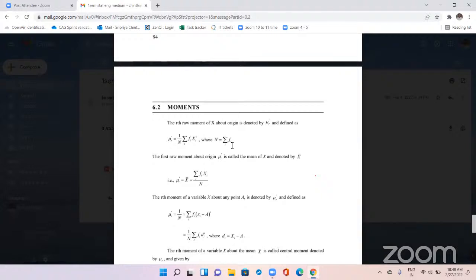implies the rth moment of variable x about origin. A is equal to 0 means about origin. It is denoted by mu r prime and is given by mu r prime equal to 1 by n sigma fi into xi to the power of r, where n is equal to sigma fi. Okay. The rth moment of variable x about any arbitrary point.